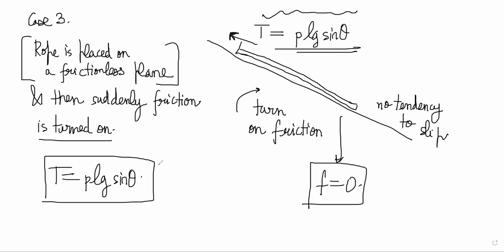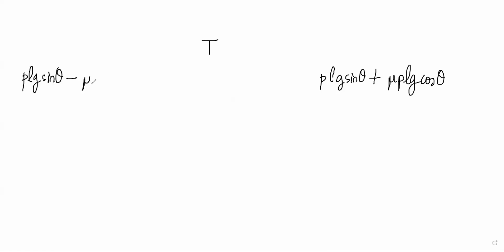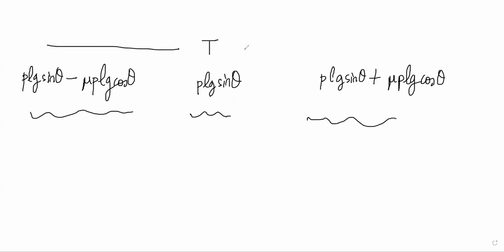So basically, what we have seen is the values of tension at the top of the rope depend on how the rope is placed on the plane. And the tension at the top can take any value from a maximum of rho Lg sine theta plus mu rho Lg cos theta to a minimum of rho Lg sine theta minus mu rho Lg cos theta. And it can even take the value of rho Lg sine theta. All of these values are possible. Tension can vary from here to here.